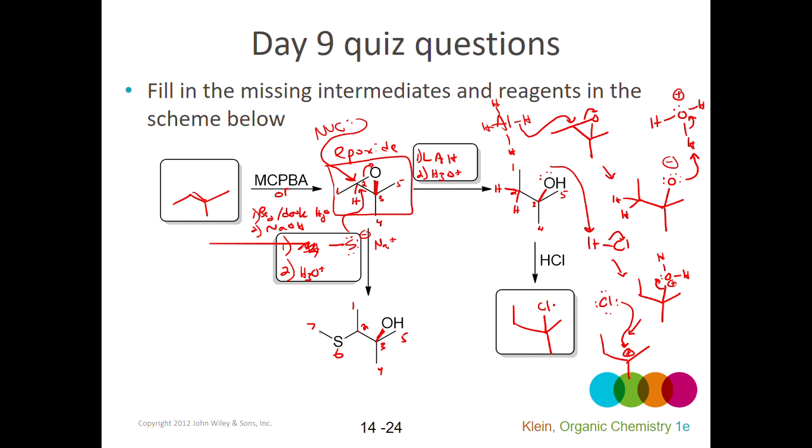And since I don't have any chiral centers here, I don't have to worry about using dashes and solid wedges to indicate spatial arrangement. Any questions about that one? All right.